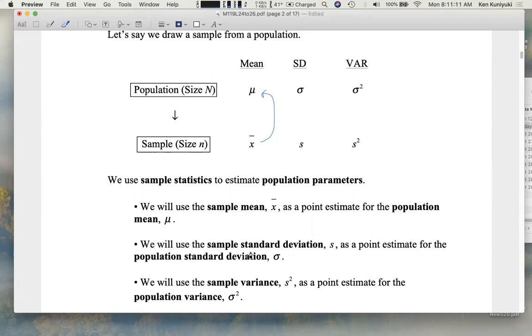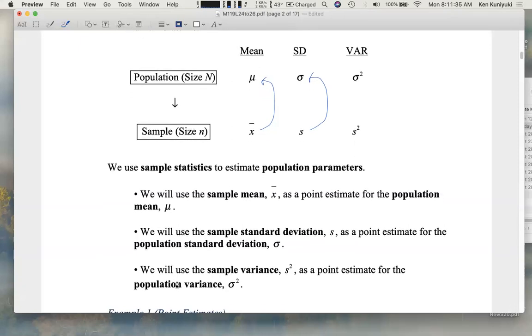Likewise, we will use the sample standard deviation, S, as a point estimate for the population standard deviation, sigma. So perhaps more than anything else, you have to remember what these notations stand for. The sample standard deviation is used to estimate the population standard deviation. We're inferring the value of sigma based on the value of S. And likewise, we will use the sample variance, S squared, as a point estimate for the population variance, sigma squared. So these sample statistics will typically be used as point estimates for these population parameters.